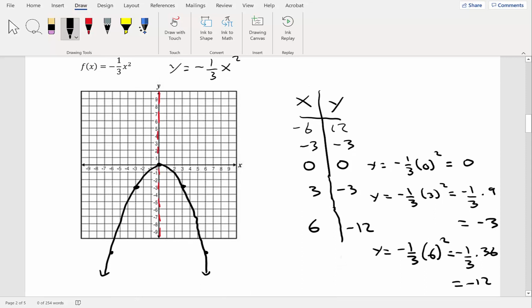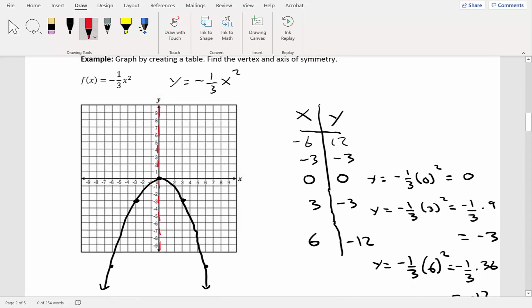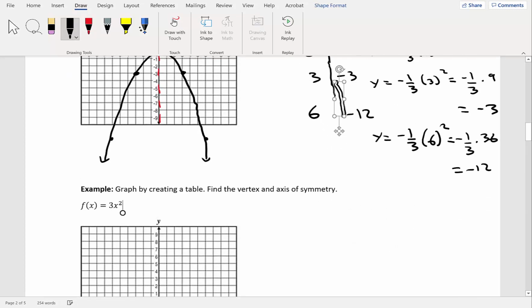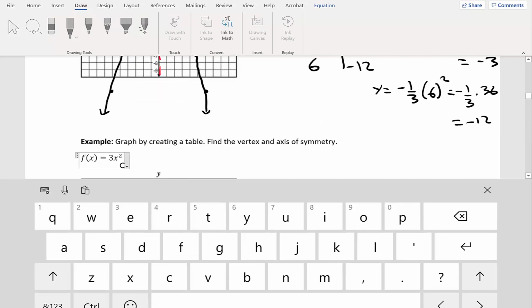Let's take a look at another problem. Notice how our parabola is opening downward, and that is because our a here is negative. And when we actually plotted our points, we can see that it's going to open downward. So let's take a look at another problem here.